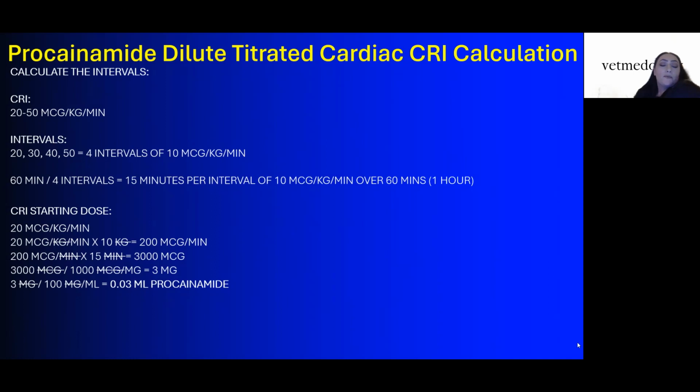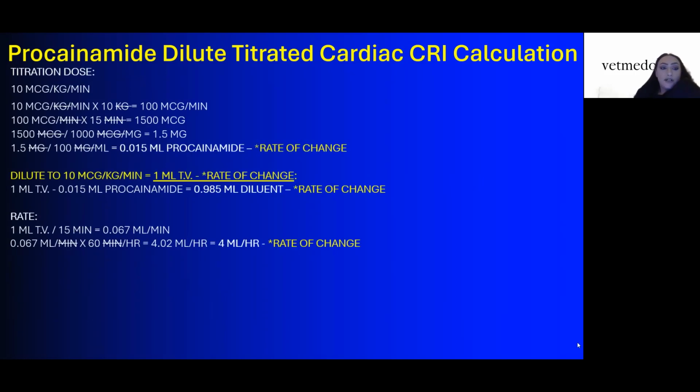All right, so we calculate our CRI starting dose, 20 mics per kg per minute times 10 kgs equals 200 mics per minute. 200 mics per minute times 15 minutes equals 3,000 micrograms. 3,000 micrograms divided by 1,000 micrograms per milligram equals 3 milligrams. 3 milligrams divided by 100 milligrams per mL equals 0.03 mLs procainamide.